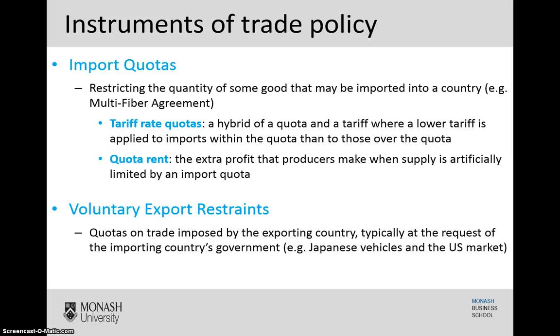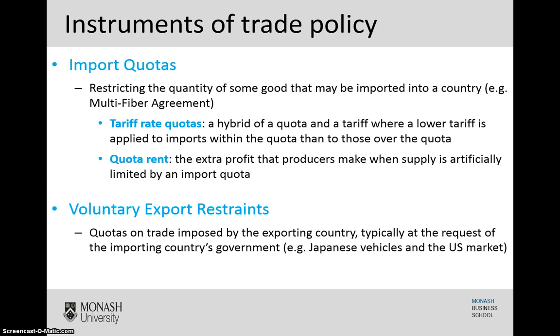Import quotas are the third type we're going to look at here, and this involves restricting the quantity of a particular good that may be imported into a country. So the US for a long time had a quota on cheese imports, funnily enough, and also in the textiles industry, where they recognised that, again, the labour costs were higher in the US than a lot of the other countries which were strong in the textile industry, which had very low labour costs. And so they tried to protect their local producers by effectively limiting the amount of textile-based products which were able to be imported into the US. That import quota was known as the Multi-Fibre Agreement.